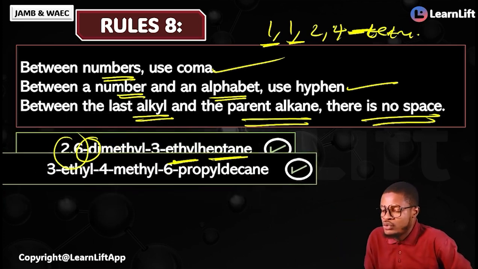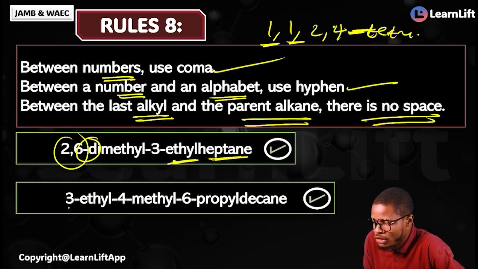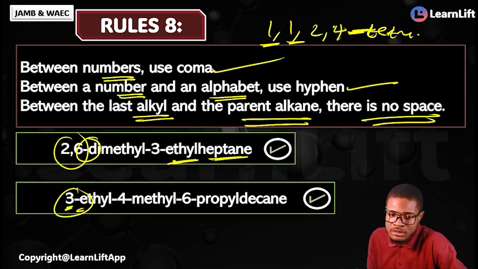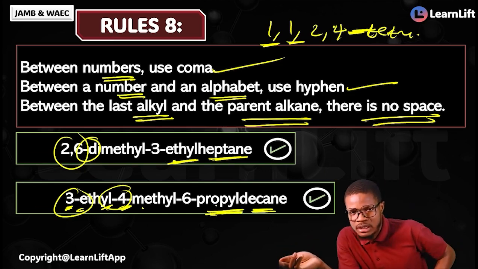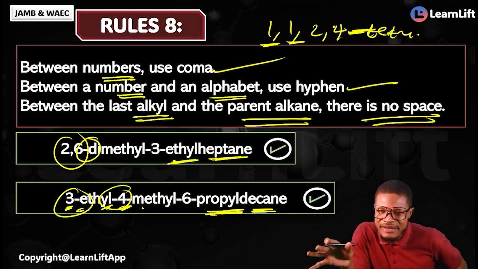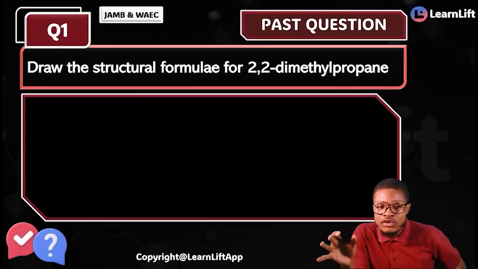Another one very fast is what we have here. Your 3-ethyl, number and alphabet, hyphen, right? Number and alphabet, hyphen, number, alphabet, hyphen. Then propyl, decane. Simple things there. No space. If you get that very fast with me, I'd like you to do this for me very quickly.